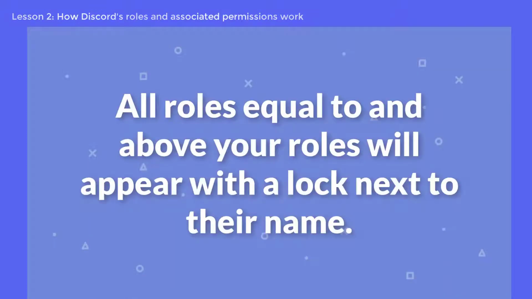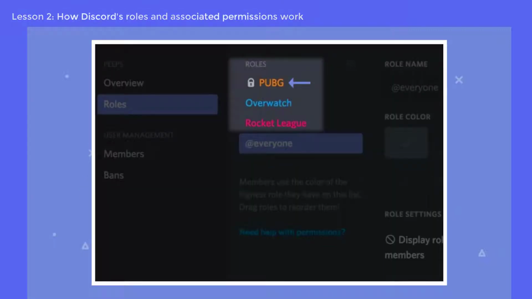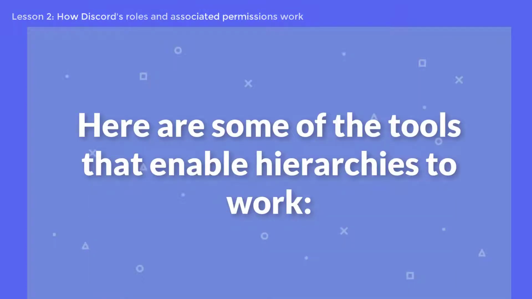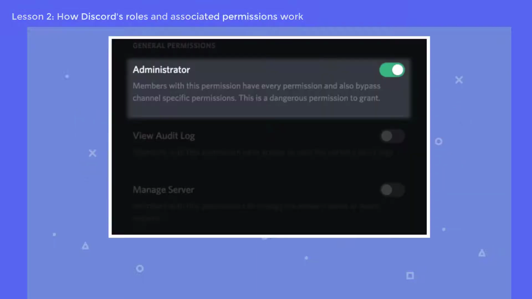All roles equal to and above your roles will appear with a lock next to their name. This enables server owners to establish multiple roles with separate administrative powers that can't interfere with each other. Here are some tools that enable hierarchies to work.